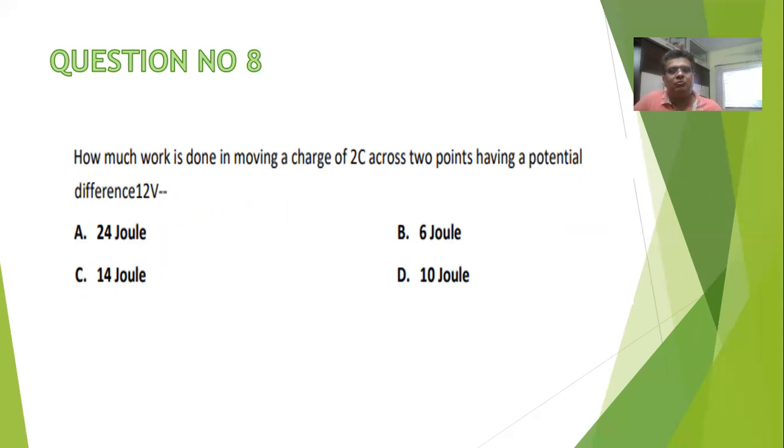How much work is done in moving a charge of 2 coulomb across 2 points having a potential difference of 12 volts? We need to have a formula clearly. That is, V is equal to potential difference, PD, V is equal to W by Q. And once we have this formula, then everything in this problem can be solved.